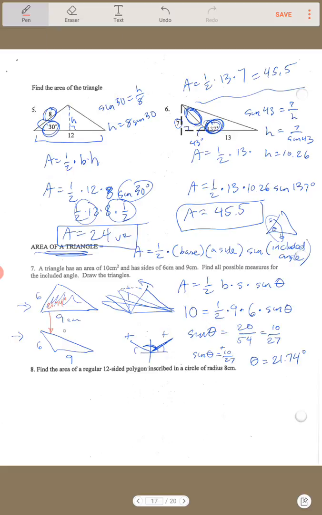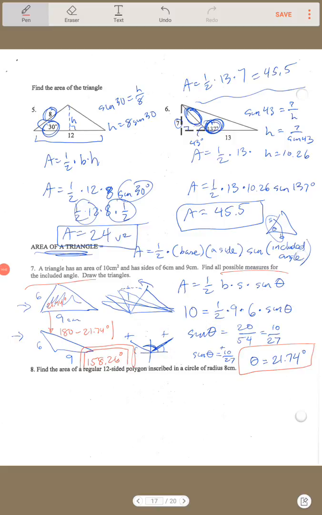Well, how do we find this one? We know that's just going to be its supplement, 180 minus 21.74 degrees. Okay, so 180 minus that answer will give us another angle measurement of 158.26 degrees. So those are going to be your 2 answers, 21.74 and 158.26 degrees. Okay, so that's what this question is asking for. Find all the possible measures for the included angle.